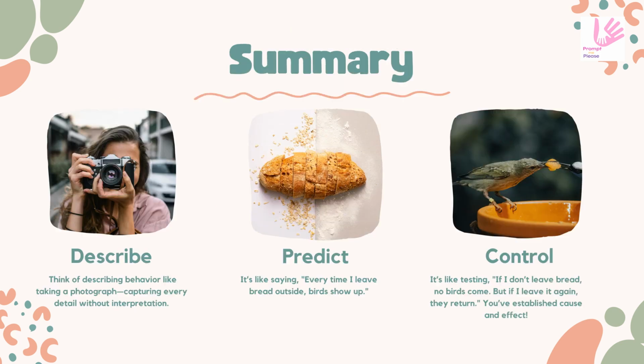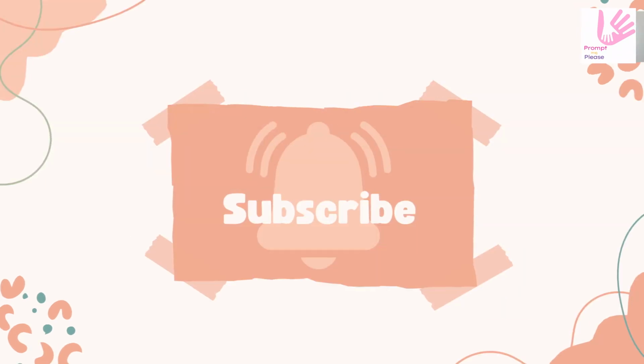In summary, for describing, think of describing behavior like taking a photograph, capturing every detail without interpretation. For prediction, it's like saying, every time I leave bread outside, birds show up. And for control, it's like testing, if I don't leave bread, no birds come. But if I leave it again, they return. You've established cause and effect. So, there you have it.